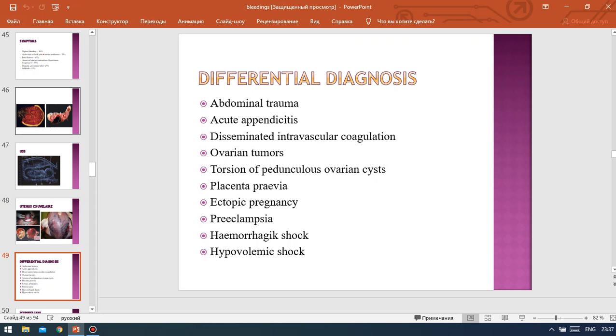Differential diagnosis: the first, abdominal trauma, acute appendicitis, disseminated intravascular coagulation, ovarian tumors, torsion of the pedicle of an ovarian cyst, placenta previa, ectopic pregnancy, preeclampsia. It is a very severe situation. We have preeclampsia, hemorrhagic shock, hypovolemic shock too.